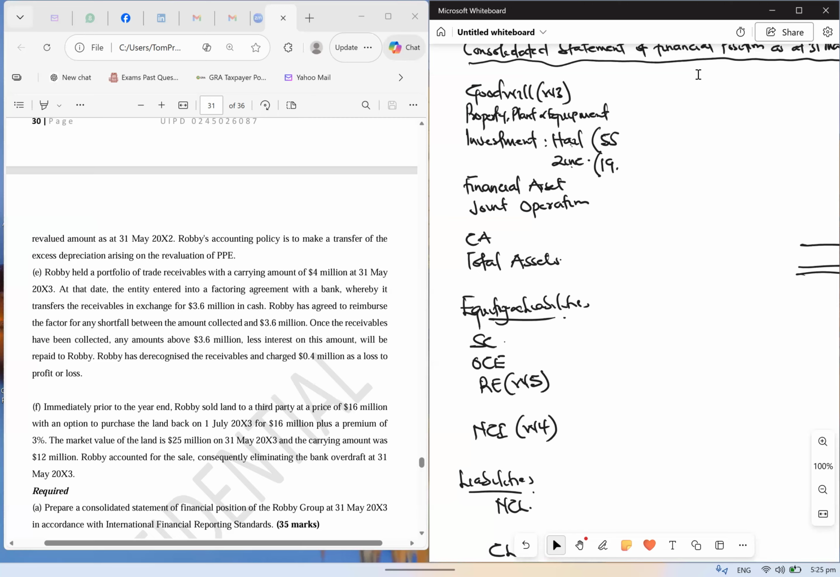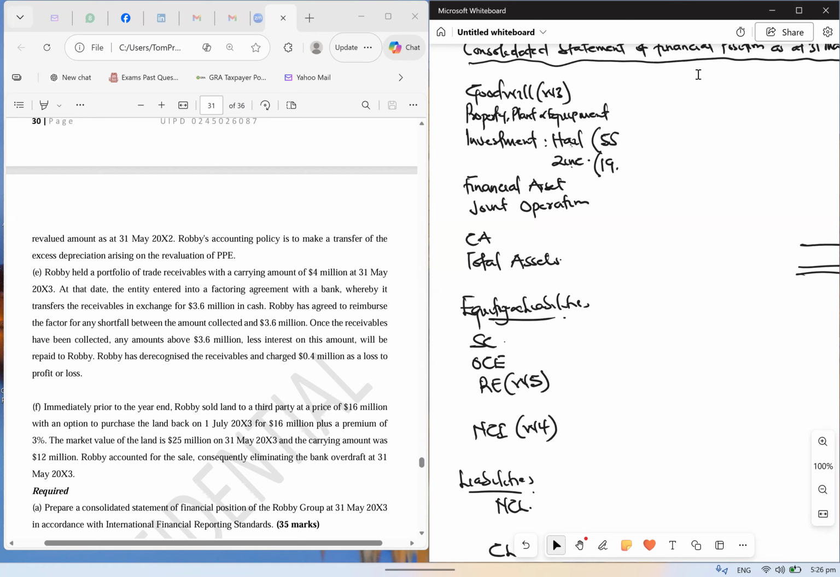All right, so the last one says that Robbie had a portfolio of receivables with a carrying amount of 4 million at 31st May 20X3. At that day, the entity entered into a factoring agreement with the bank whereby it transfers its receivables for 3.6 in cash. So he will sell his 4 million for 3.6 in cash, meaning that he will lose 0.4. Robbie has agreed to reimburse the factor for any shortfall. So this is a factor with recourse.